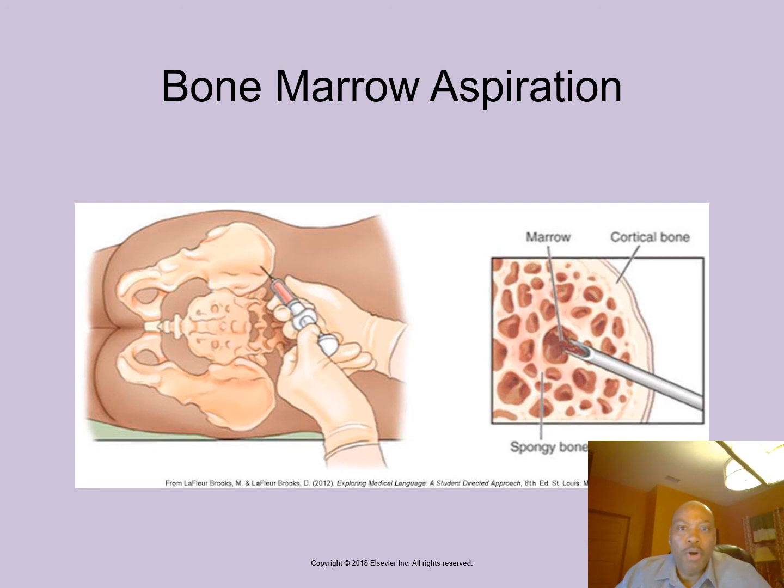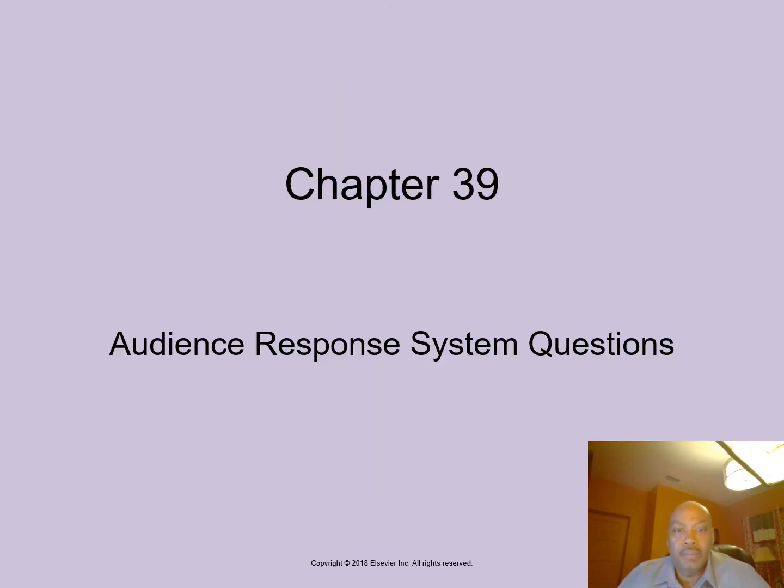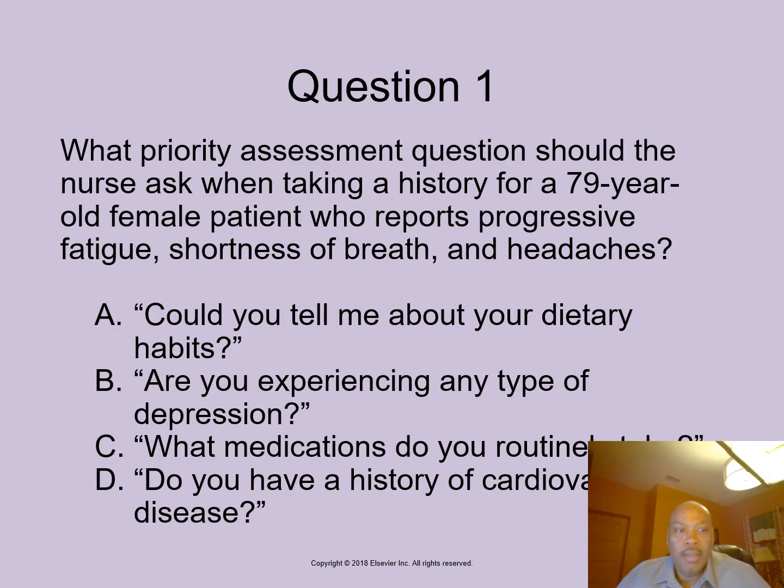So the study of bone marrow can be used to identify the presence of leukemia or other malignancies, or to determine the cause of anemia. So this is why bone marrow aspirations are so important. And I think that is it.